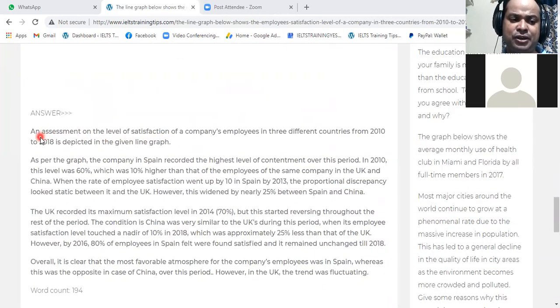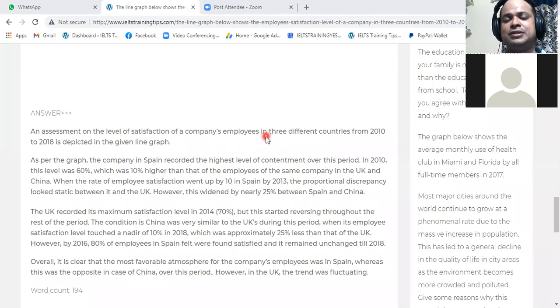So let's see the picture here. The introduction is: an assessment on the level of satisfaction of a company's employees in 3 different countries from 2010 to 2018 is depicted in the given line graph. So it is an assessment. So it is a statistical assessment on the level of satisfaction of a company's employees in three different countries.